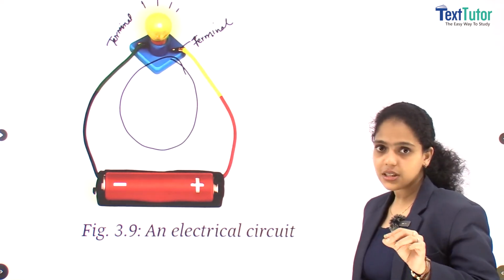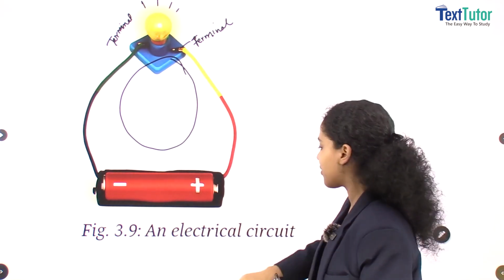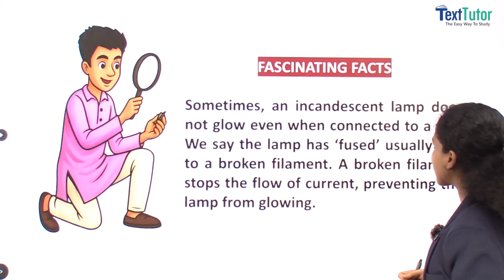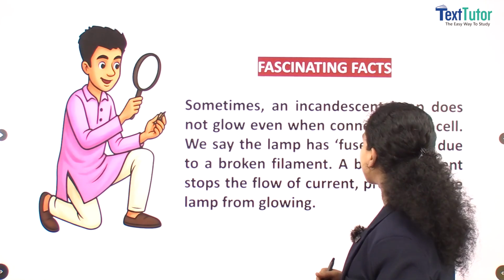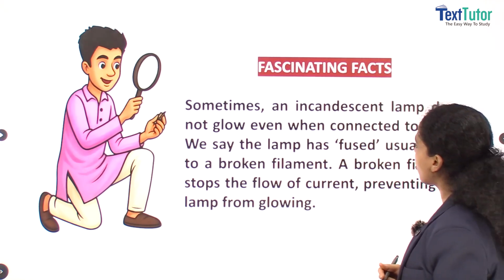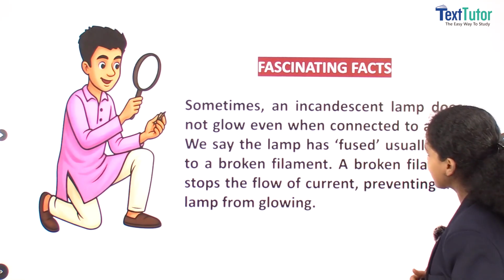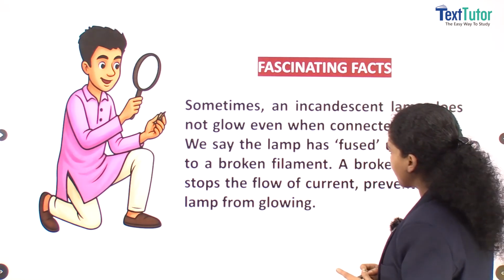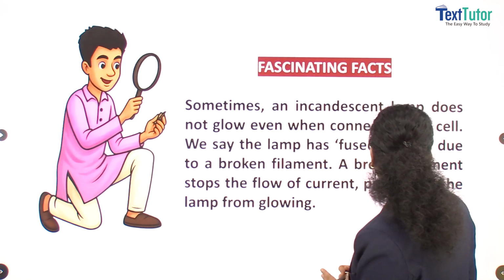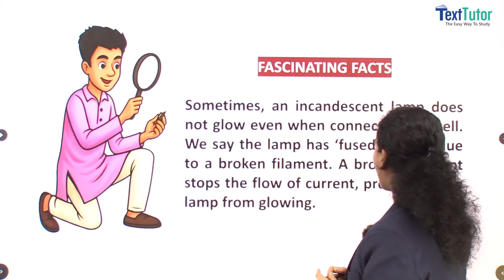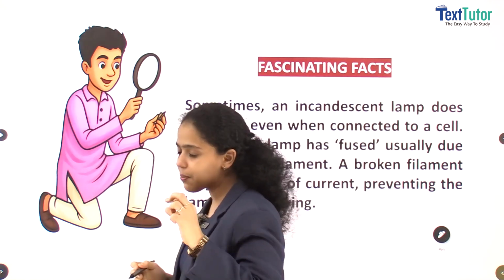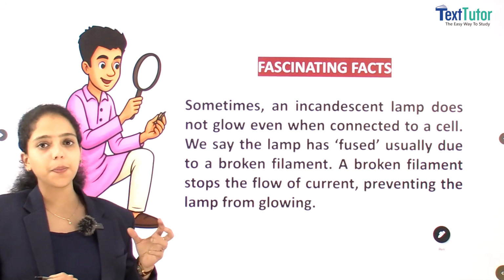Clear? This is the case of an incandescent lamp. Here is a fascinating fact. Sometimes an incandescent lamp does not glow even when connected to the cell. We say the lamp has fused, usually due to a broken filament. A broken filament stops the flow of current, preventing the lamp from glowing. So sometimes we may say the bulb is fused.